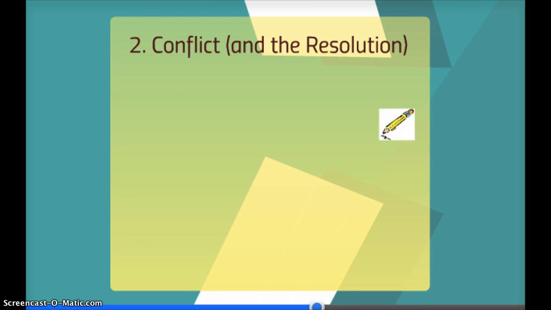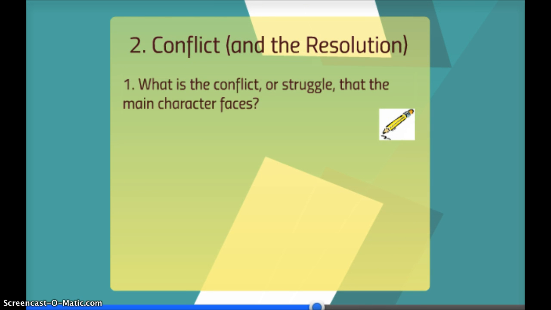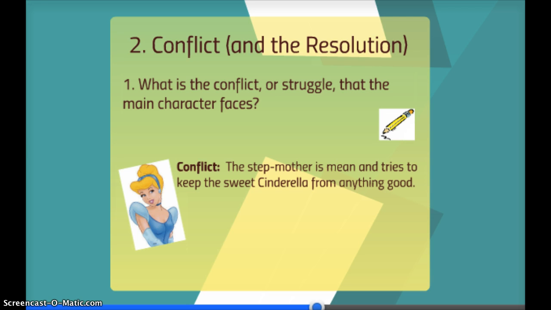Okay, conflict and resolution. The conflict or the struggle of the story can, again, point us in the direction of what the theme might be. Take, for example, the story of Cinderella. Her conflict is that her stepmother is mean and tries to keep the sweet Cinderella from anything good. All right, well, how is that conflict resolved?